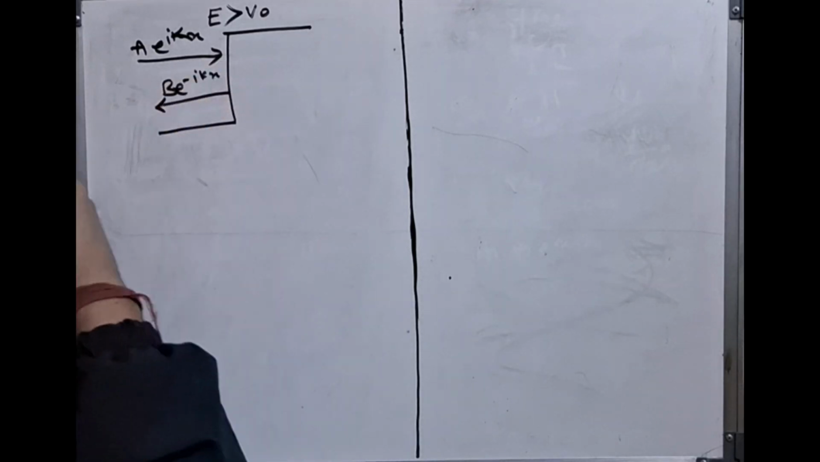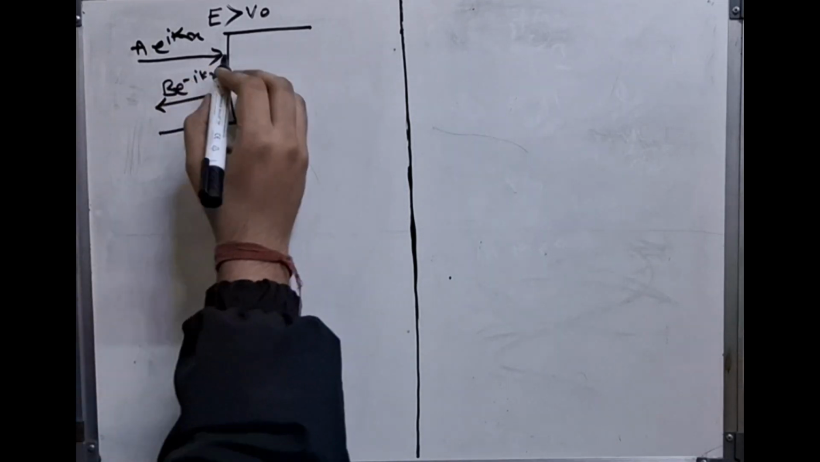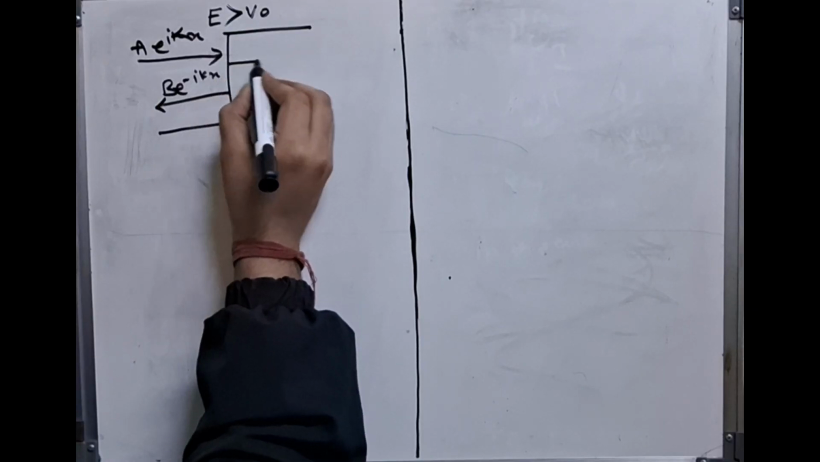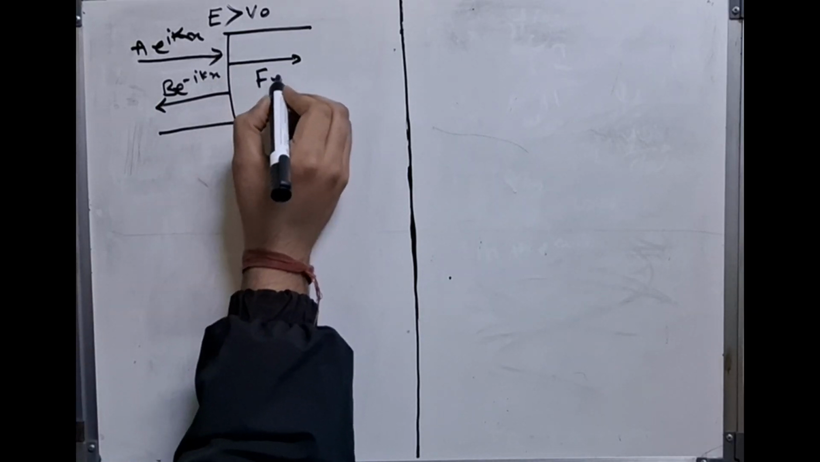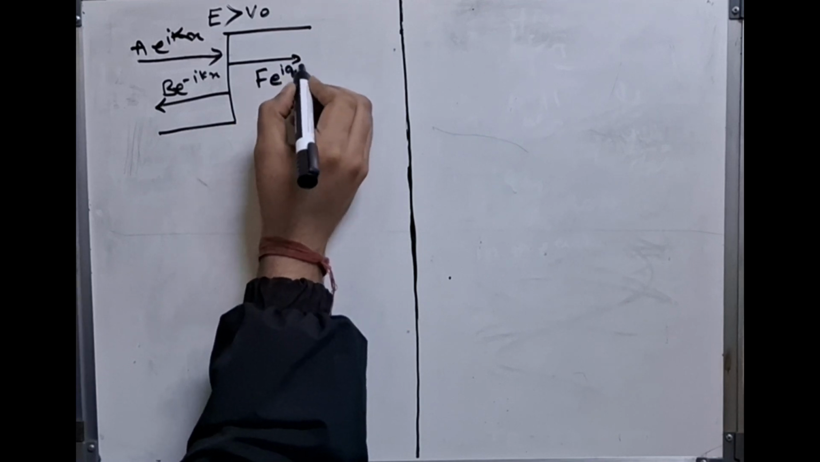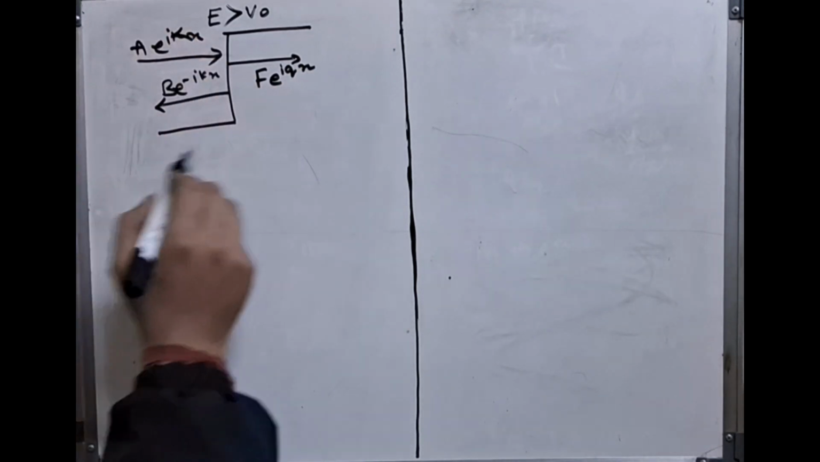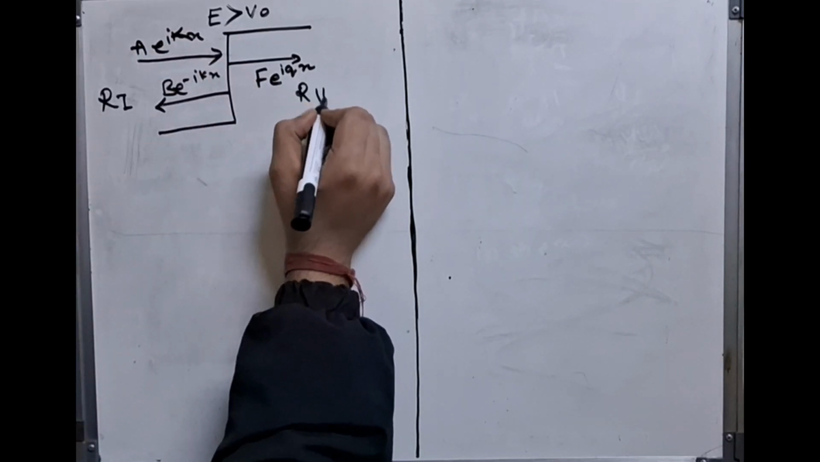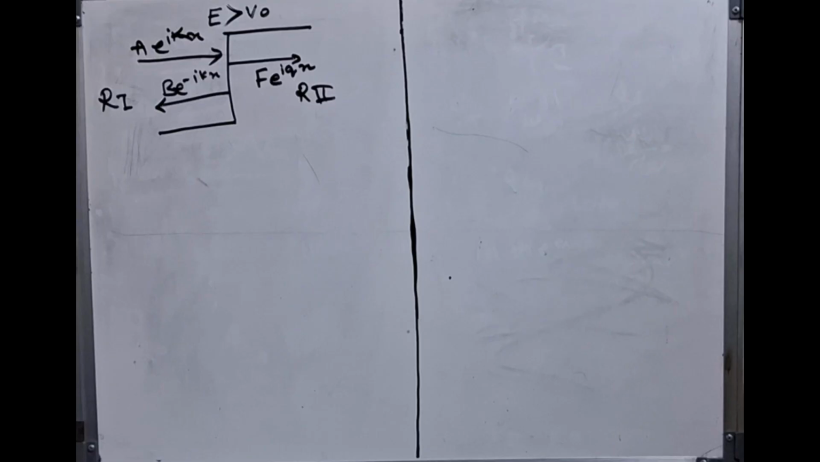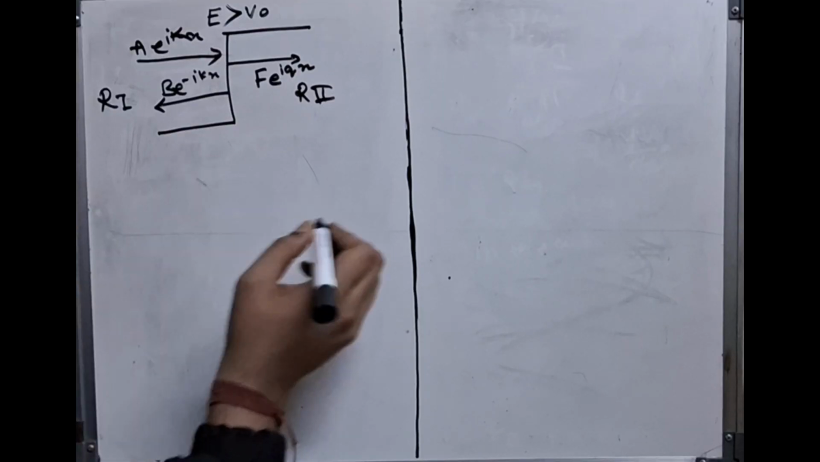Now, as some of the particles get reflected, some gets transmitted in, and this transmission we will refer to as f e raised to i q x. And we call this region to the left as region 1 and this region to the right as region 2. So region 1 and region 2. Now we consider the following equations for specific regions.